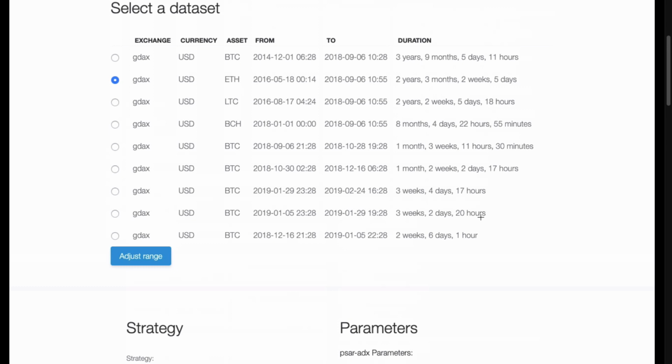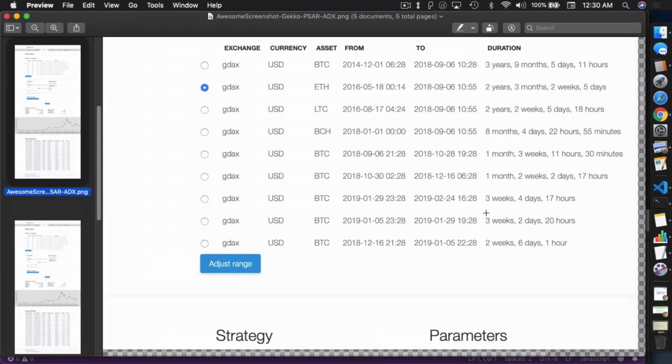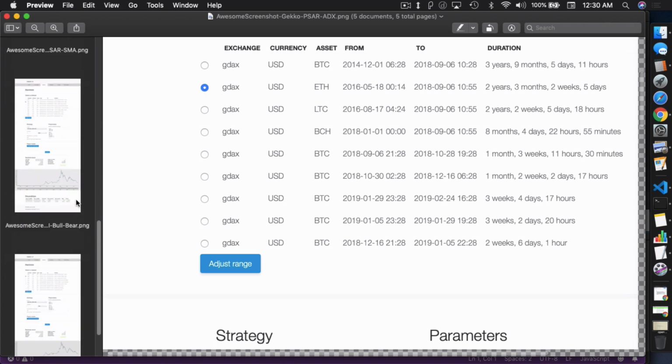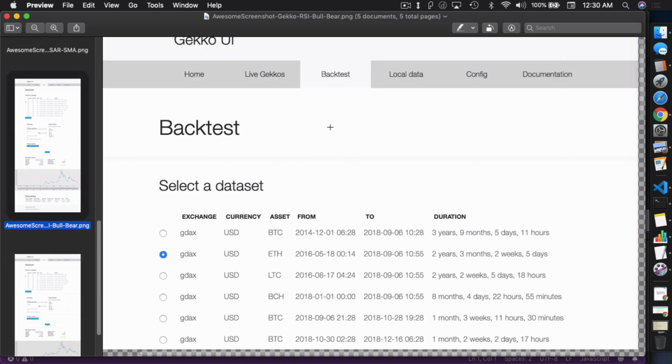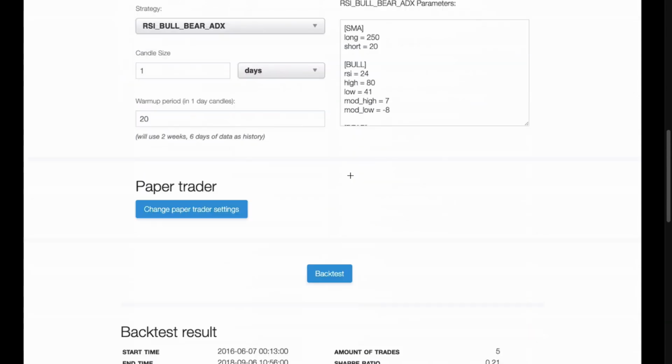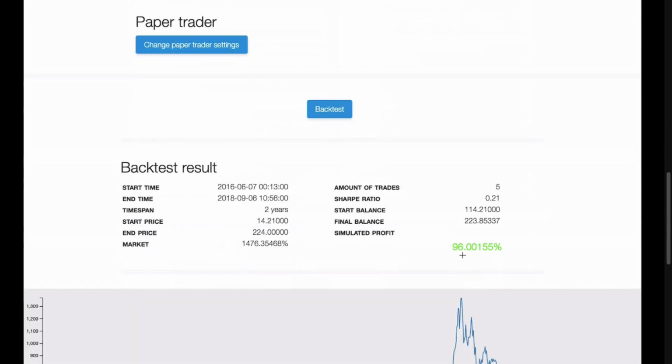So just for reference, I also included some backtests on the same time frame with the RSI bull bear strategy. So RSI bull bear ADX, the one that pretty much got me started in using Gekko because of just how ridiculously profitable it was showing. But if you run it on a daily chart, like I did with the PSAR or the Parabolic SAR indicator, you'll see that it actually performs horribly.